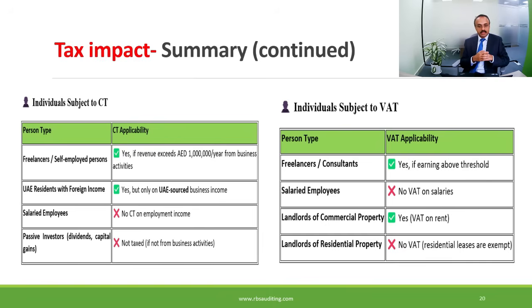And are individuals subject to VAT? Freelancers and consultants, if their threshold is AED 375,000 of earnings, that means their income. It is not net profit; here it is sales turnover. So one relates to direct tax and the second to indirect tax. If earnings are above the threshold, they automatically have to register. Salaried employees: there is no VAT on salaries. Landlord of commercial property: VAT is automatically applicable on the rent. Landlord of residential property: no VAT. Residential leases are exempt. So this is a brief idea about the entire tax structure.